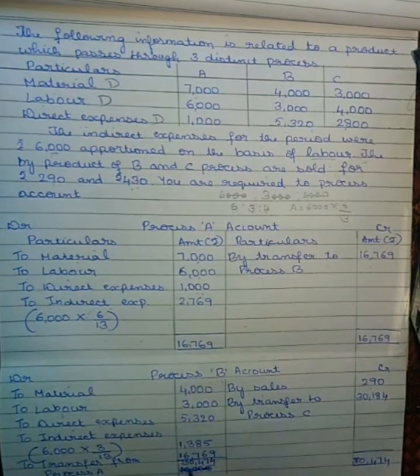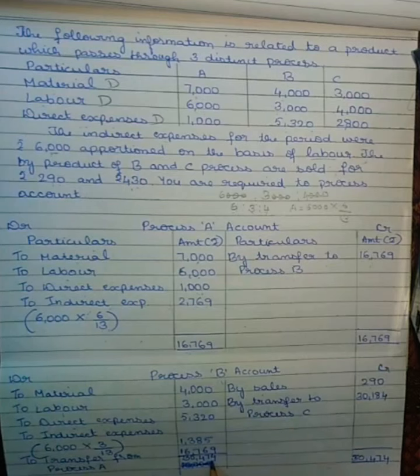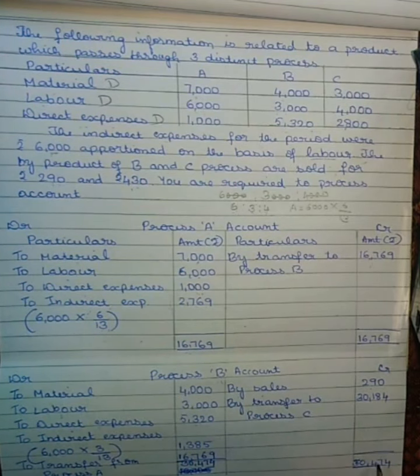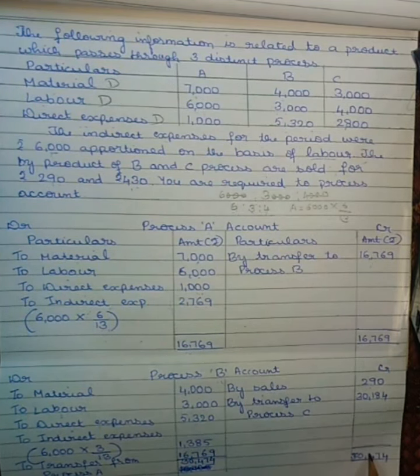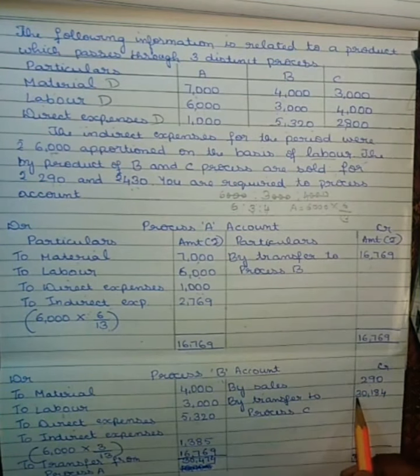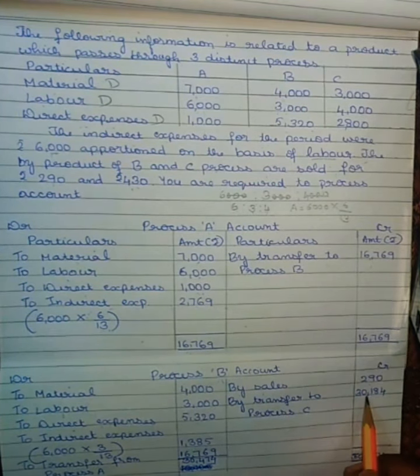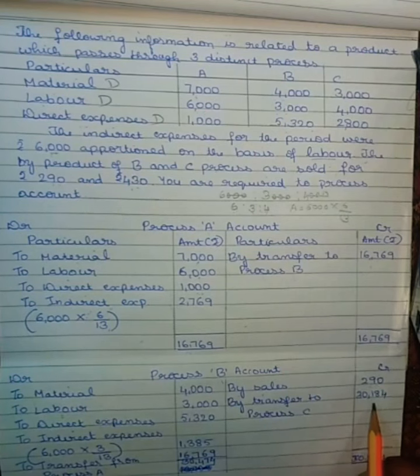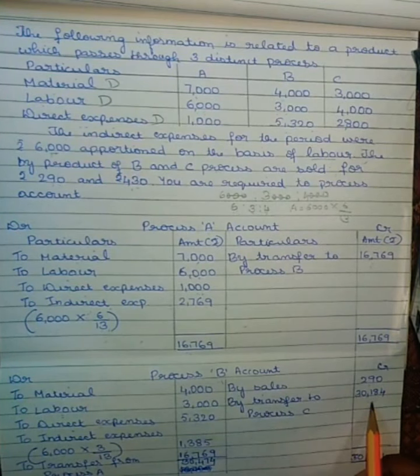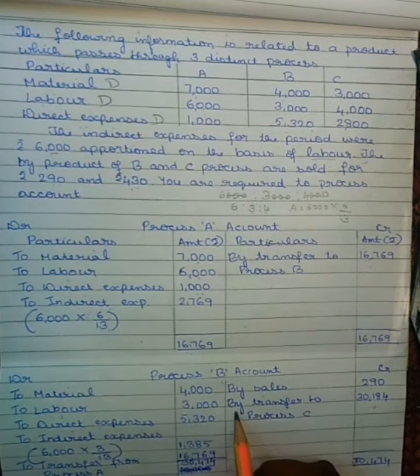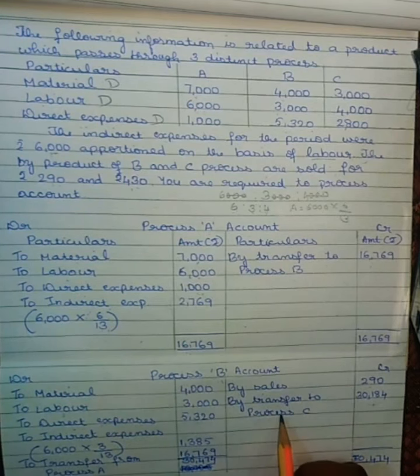Now the debit side total will add up to 30,474. If you minus 290, you will get the amount as 30,184. So this amount of 30,184 is to be transferred to process C. So that is what I have taken by transfer to process C.